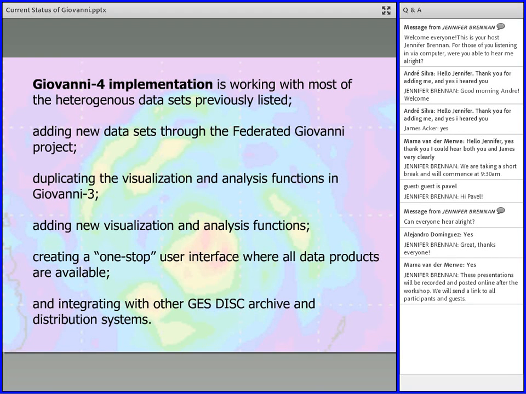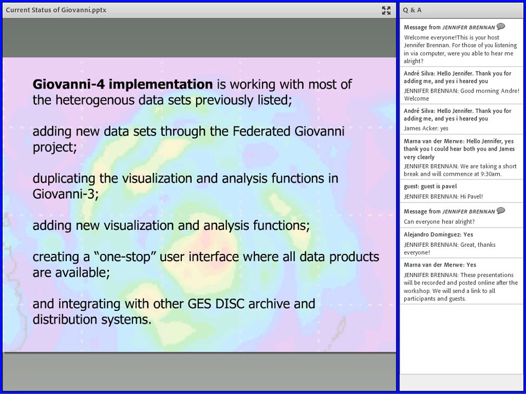They're going to duplicate all the visualization and analysis functions that Giovanni 3 currently has, and they're adding some really exciting new ones. I just found out an aspect last week that I had not known existed before in terms of doing time series. So there's a lot to discover. There's a lot to use there.